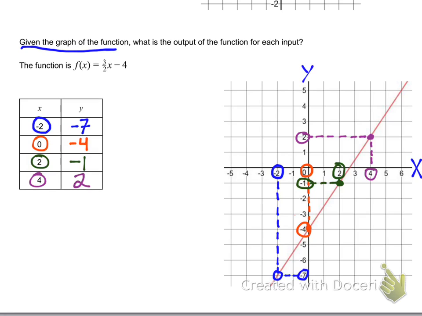So if I give you the graph, it's much easier to try to find the outputs just by using the graph, and we'll definitely do some more practice that way.